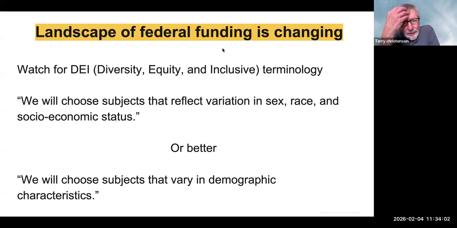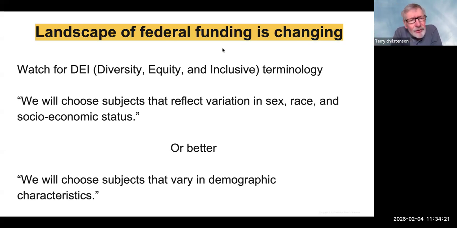"We will choose subjects that vary in demographic characteristics." That's it. Leave it at that. The knowledgeable individual knows what this means. Some individuals looking at this may not know what that means, and that's probably good. Just leave it at that. All right, it's not being dishonest. We know what this means.